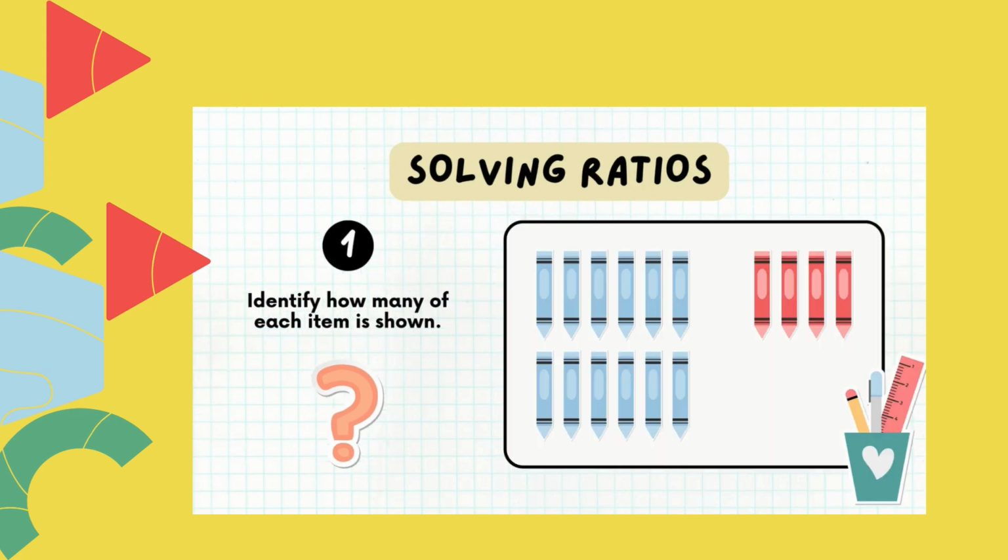So an example here, we have some crayons. It's the first part, it says how many of each item. So I'm going to count 2, 4, 6, 8, 10, 12. I have 12 blue crayons. 2, 4, I have 4 red crayons. So I figured out how many of each.